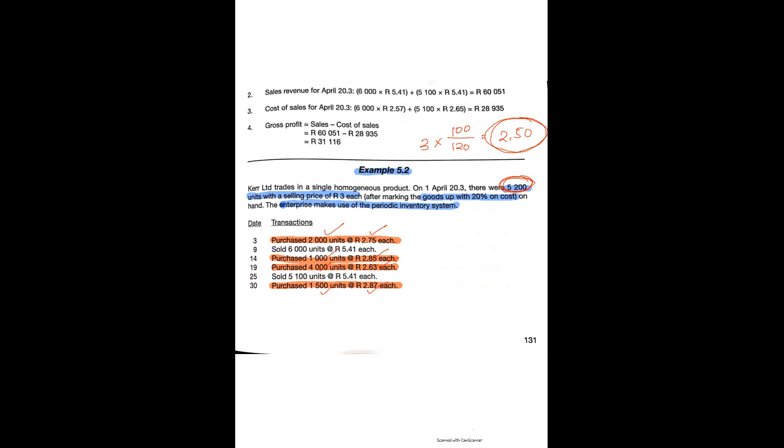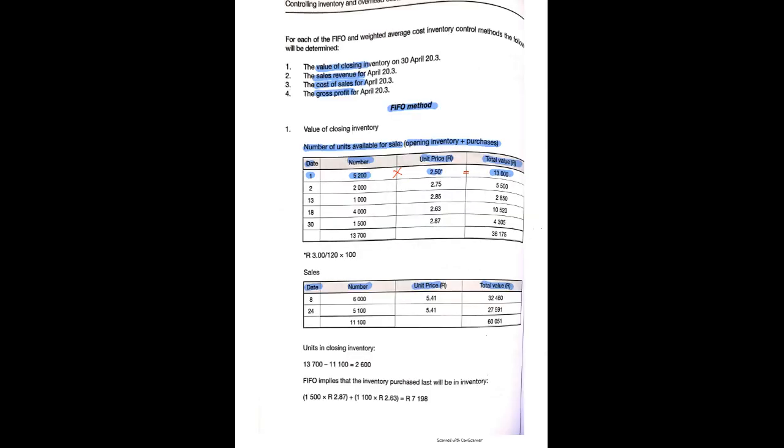So you can see that here exactly like that as well. 2,000 at 275, 1,000 at 285, 4,000 at 263, 1,500 at 287. And all you're doing is multiplying them. So 2,000 times 2.75 gave you the 5,500. Then 1,000 times the 2.85 gave you the 2,850.